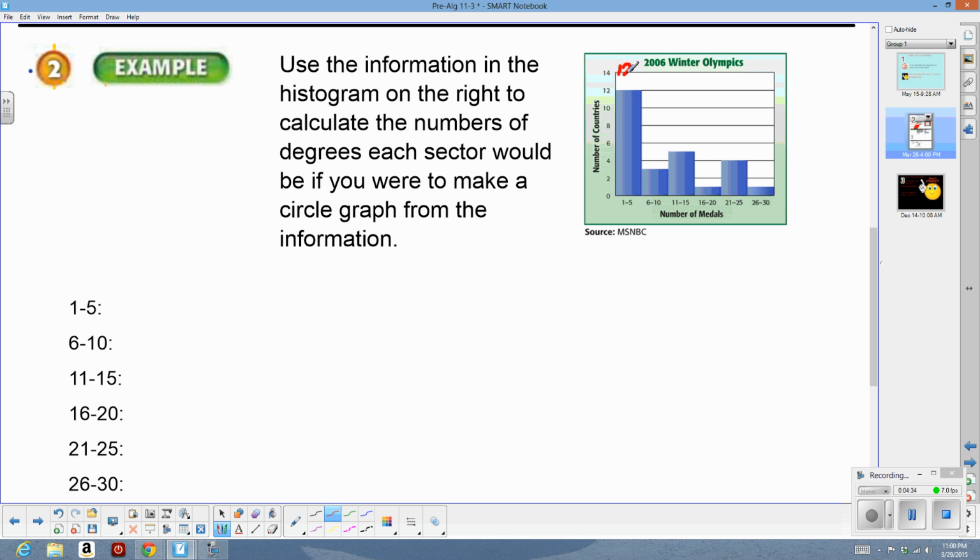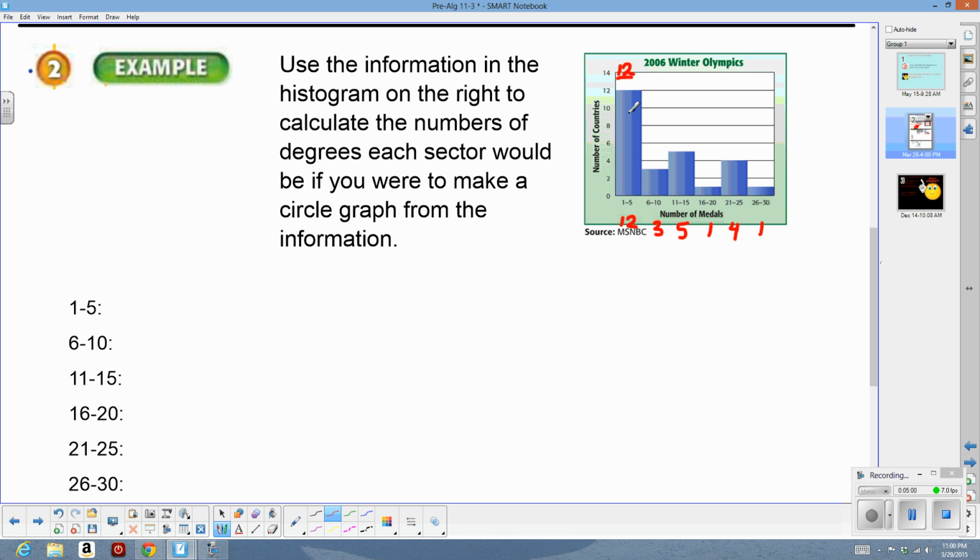We have to figure out how many that was out of. It was 12 countries out of, add these all up. This one was 12. This one is 3. This bar represents 5 countries. This represents 1. This one represents 4. And this one represents 1. And if you add those all together, that gives you a total of 26 countries.